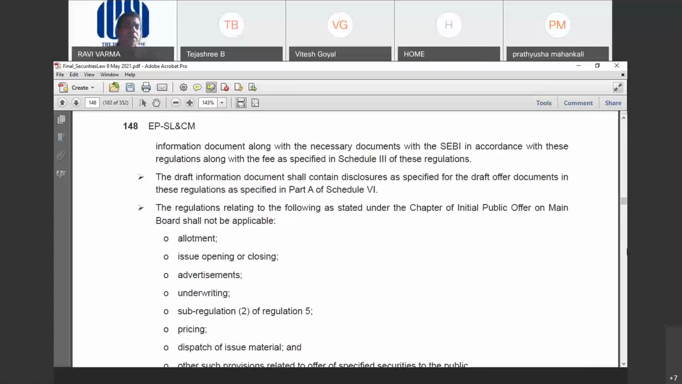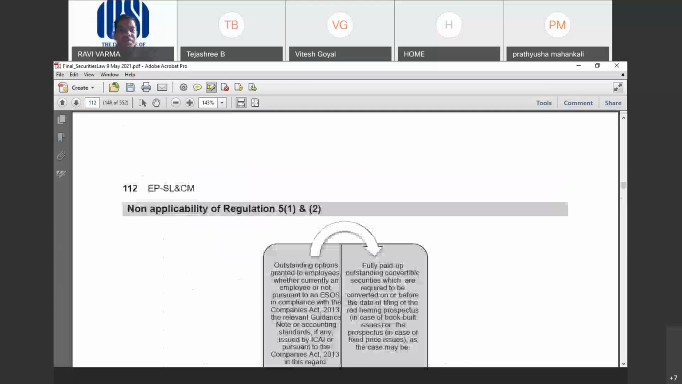This in nutshell covers our entire SEBI ICDR. And before concluding it, I will request you to go to the underwriters. If anyone can help me with the page number, underwriters.